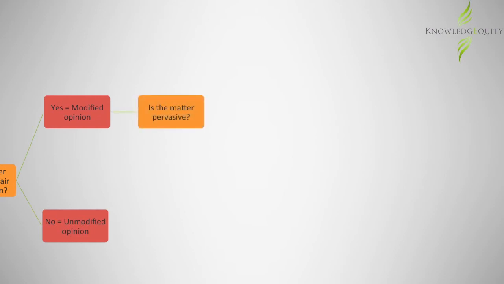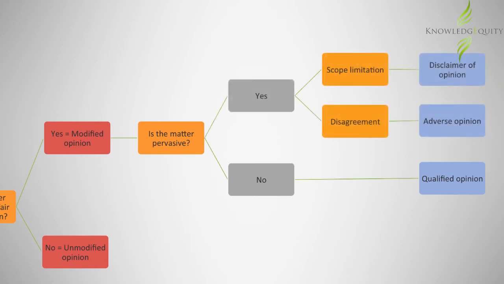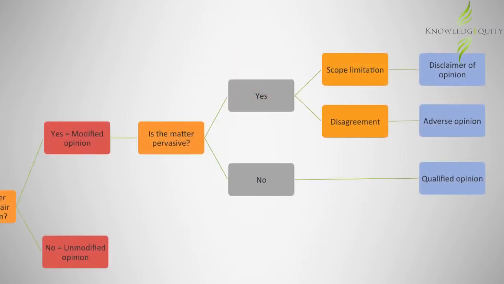If the issue is material but not pervasive, then the appropriate opinion would be a qualified opinion. If the issue is both material and pervasive, then the appropriate opinion would either be an adverse opinion or a disclaimer of opinion. So we need to ask ourselves a further question. Is the issue caused by a disagreement between management and the auditor, or is it caused due to a limitation of scope? If the issue is due to a disagreement, the appropriate opinion would be an adverse opinion. However, if the issue is due to a limitation of scope, the appropriate opinion would be a disclaimer of opinion.